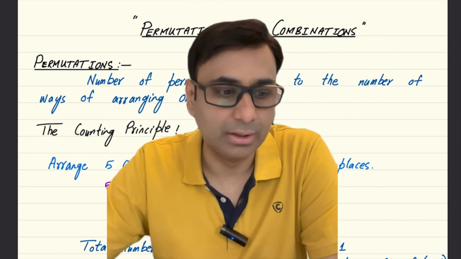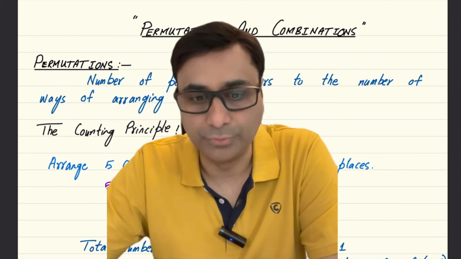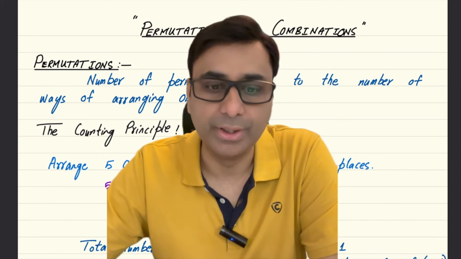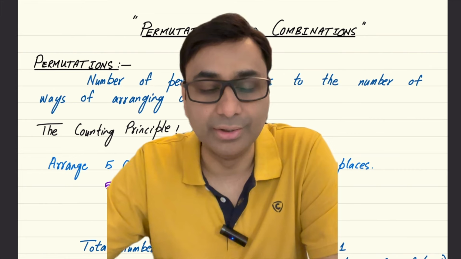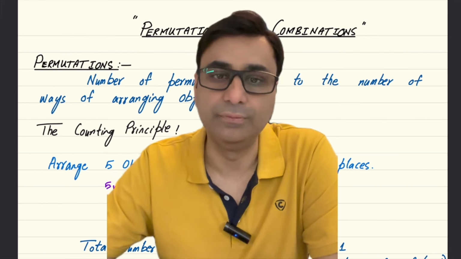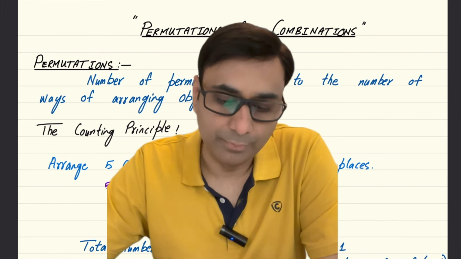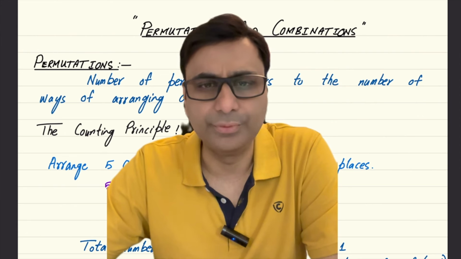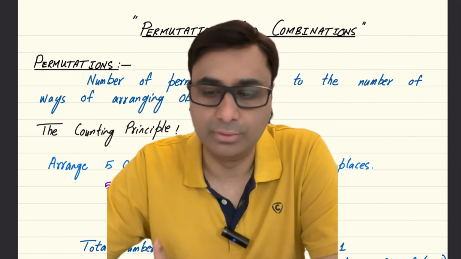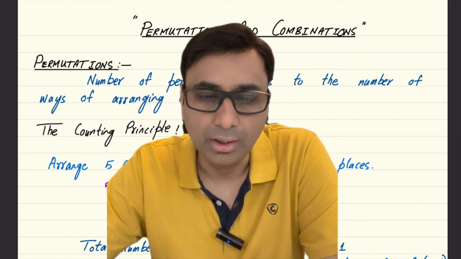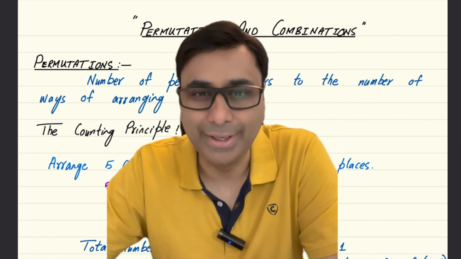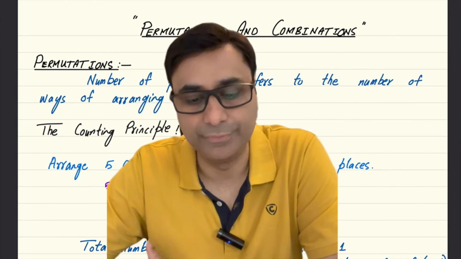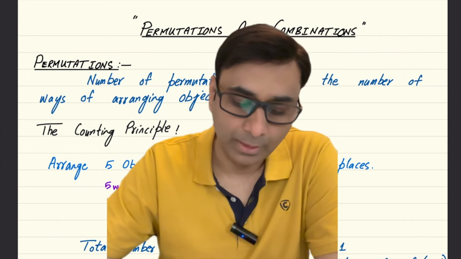Like for instance, if you have to put 5 books on a shelf, in how many different possible ways you can arrange those 5 books on the shelf, that is going to be called the number of permutations. Or you have to take a group picture of, let's say, 3 persons, in how many possible ways you can arrange those 3 persons also refers to the number of permutations.